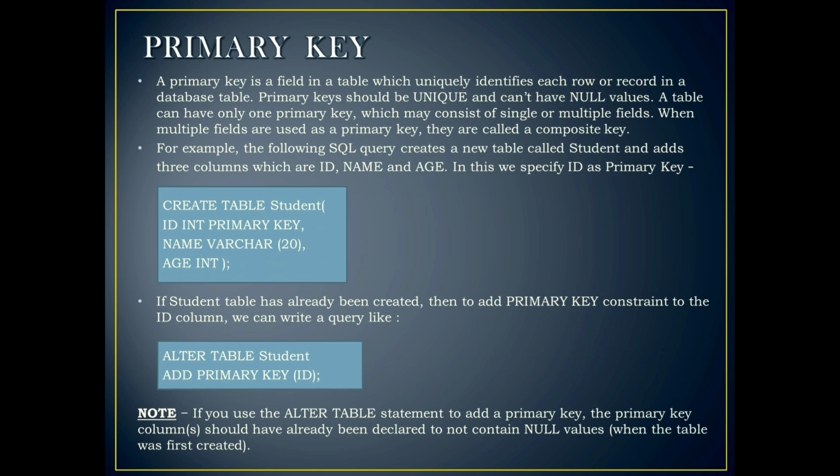Primary key. A primary key is a field, which uniquely identifies each row in a table. Primary keys should be unique and can't have null values. A table can have only one primary key, which may consist of single or multiple fields. When multiple fields are used as a primary key, they are called a composite key.